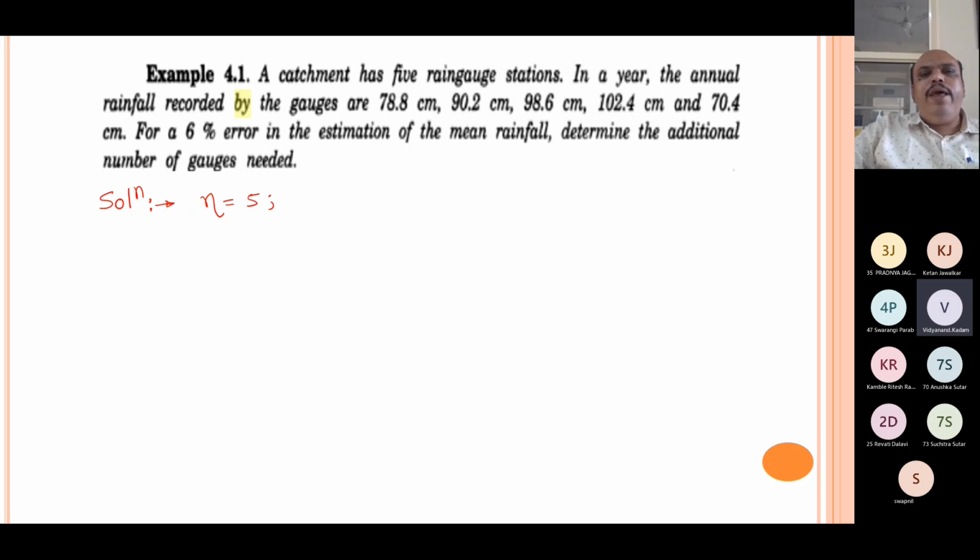For a 6% error in the estimation of mean rainfall, determine the additional number of gauges needed. Okay. So tell me, what is this 6% value? What is the notation for this? For a 6% error in estimation of mean rainfall. P. Yes, it is P. So P is 6%.